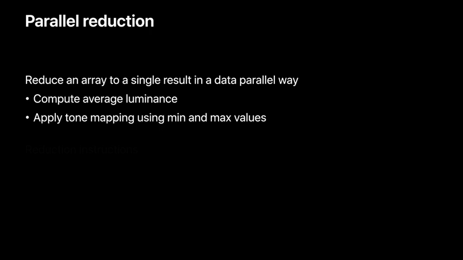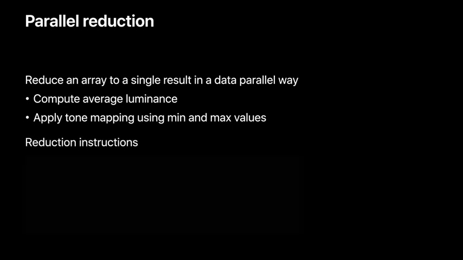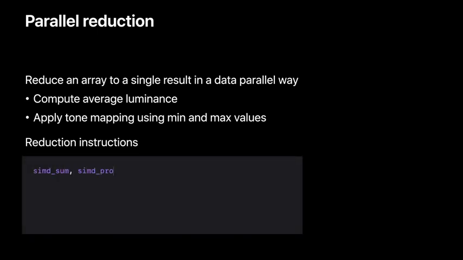Classically, all these operations were computed serially on the CPU. However, Metal can take advantage of the parallel nature of the GPU to compute reductions much more efficiently. On the A14 GPU, Metal now supports several SIMD scope reduction instructions. SIMD sum and SIMD product generate the sum and product of a variable across all threads in the SIMD group.